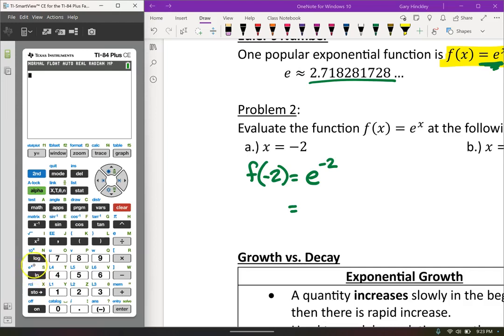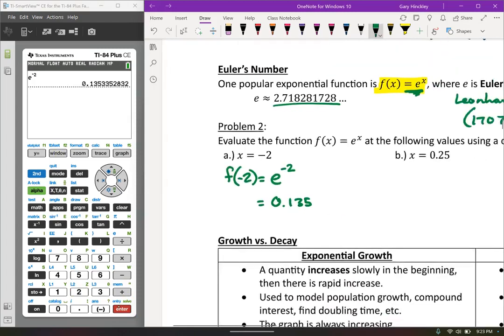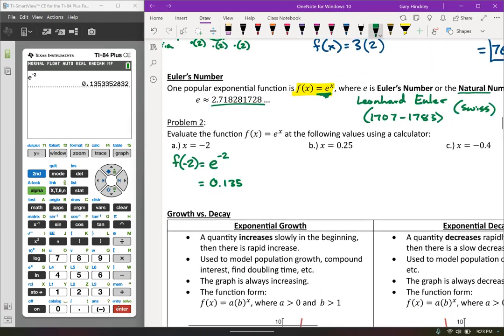We're going to go ahead and use this e to the x. So I go second, and then the natural log button to get e to the x. And then I just input whatever power that I want. In this case, -2. Go ahead and hit enter, and I get 0.135 as the value there. So again, go ahead and pause the video and do B and C in the same manner.